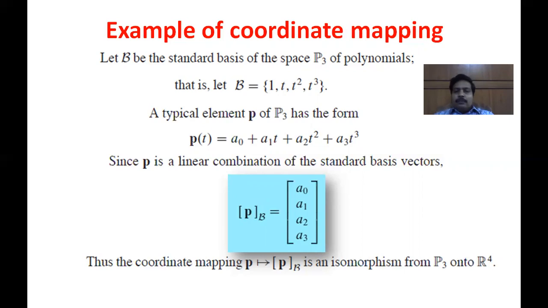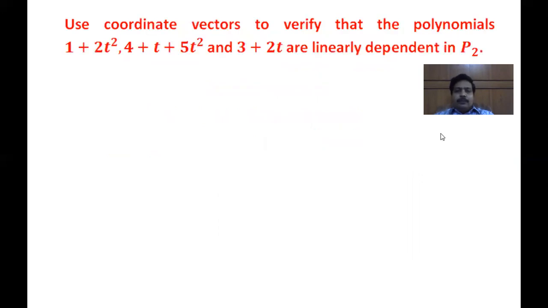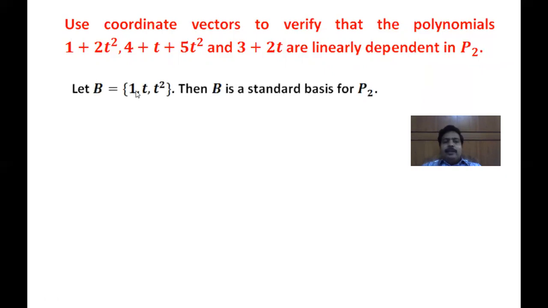Let us go through some more examples with some numbers to understand this in detail. Use the coordinate vectors to verify that the polynomials 1 plus 2t square, 4 plus t plus 5t square, and 3 plus 2t are linearly dependent in P2. Let B equal 1, t, t square, the standard basis for P2.